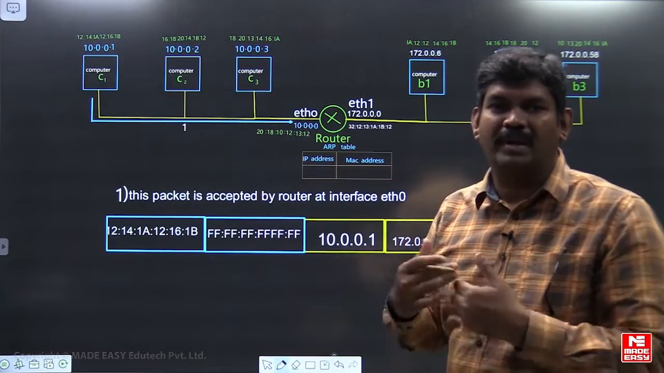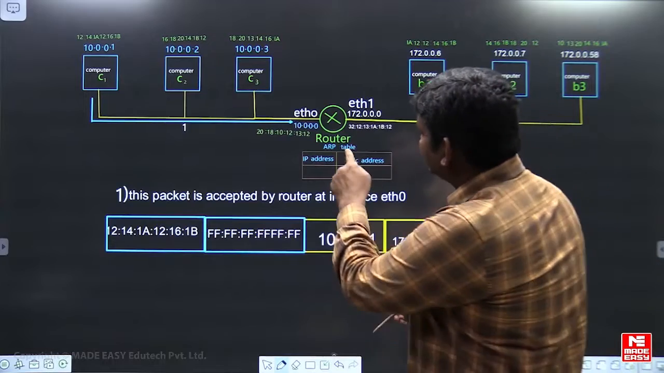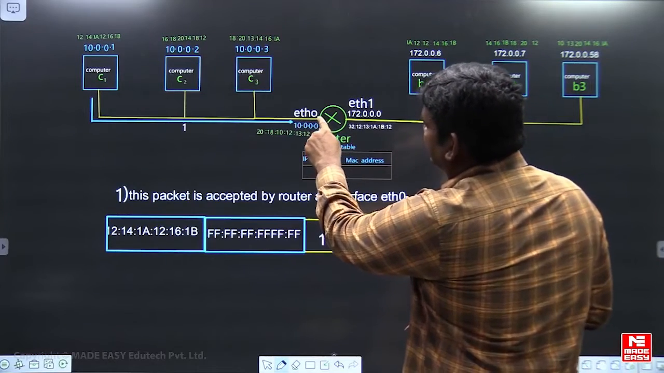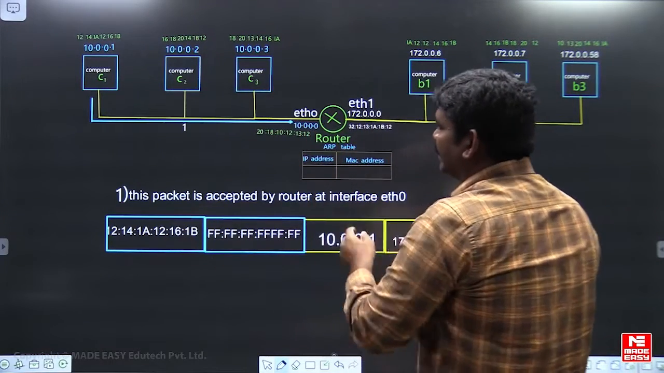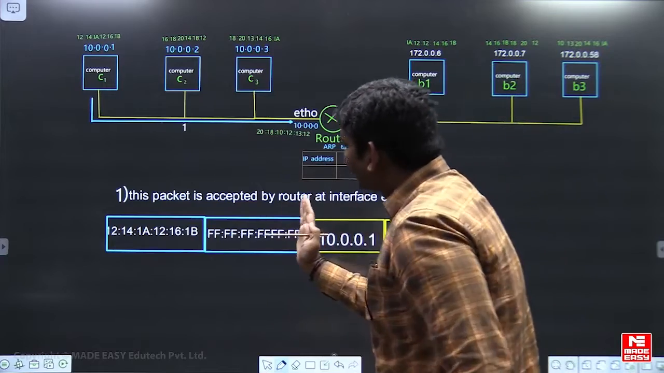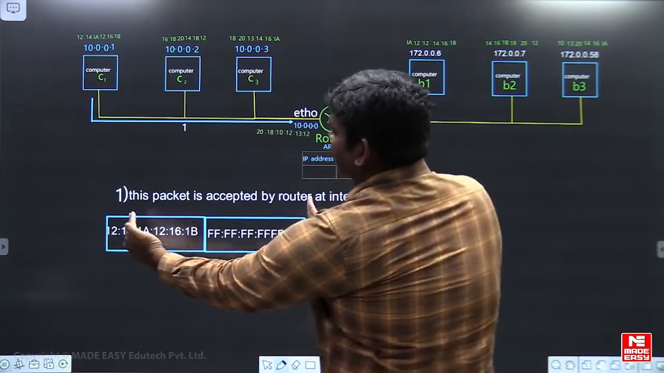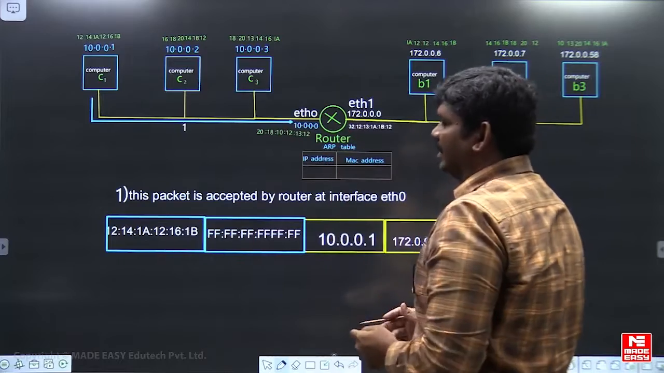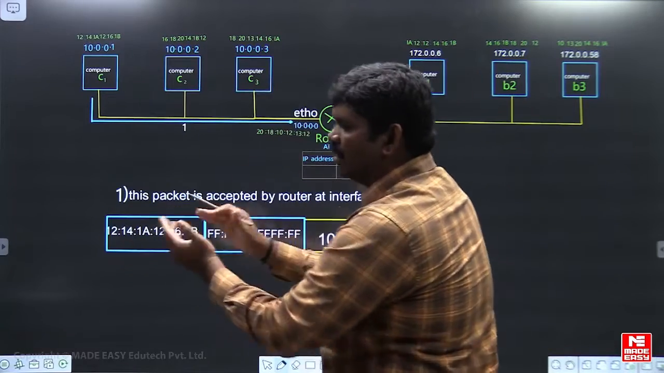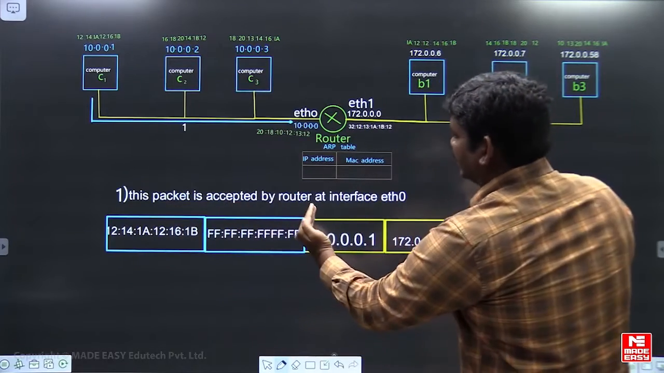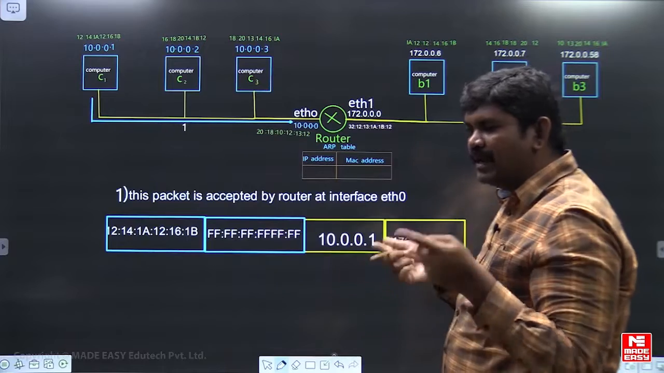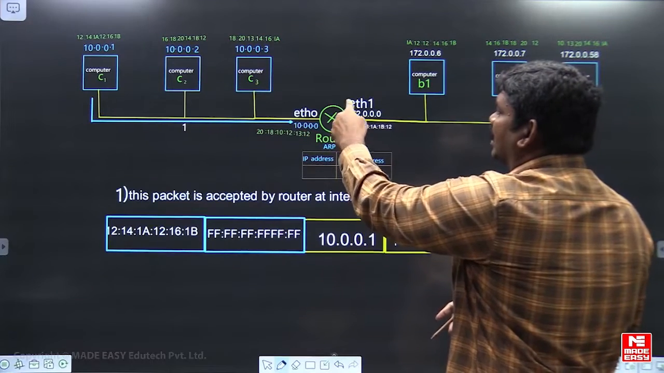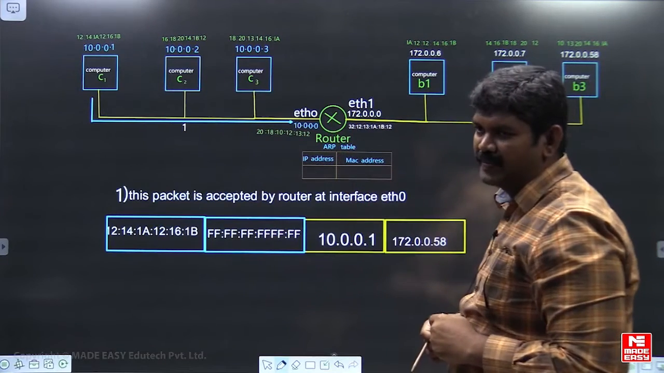So what is the next step, you can ask me. What happens is, at this interface ETH0, you got a frame. Then this router removes the header. Which header? The data link header. Who will remove it? This router. Once it is removed, what is going to happen? What is inside is the packet. That packet will be entered into the queue of that router.